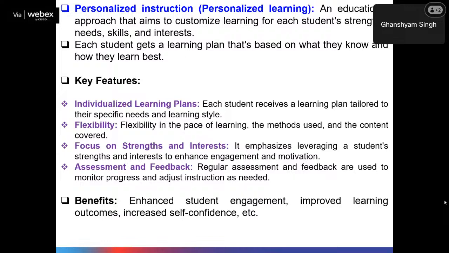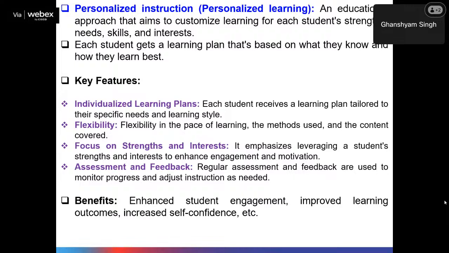By doing this, each student gets a learning plan based on what they know and how fast they can learn. What would be the key features of personalized instruction? We can individualize the learning plans. Each student receives learning plans tailored to their specific needs and learning styles. We can make it more flexible in nature, like flexibility in the pace of learning, the method used, and the content covered.